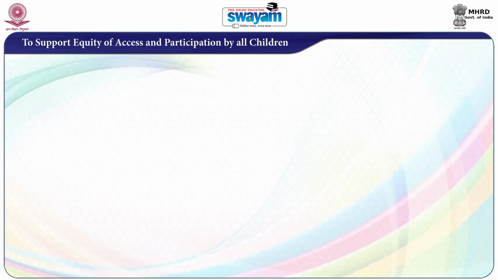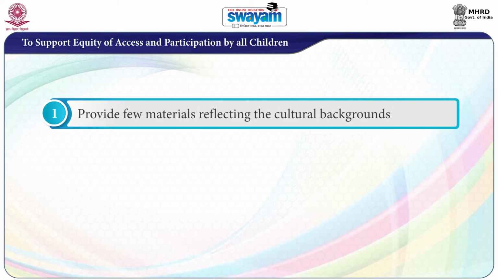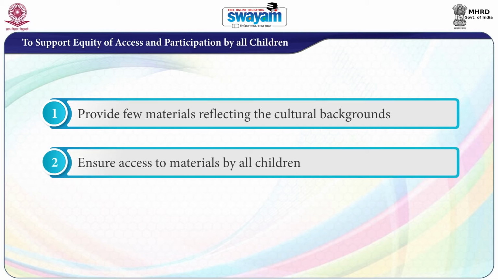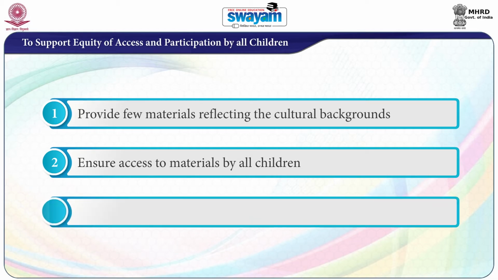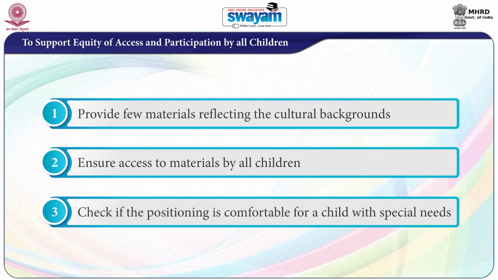And on to the fifth objective, to support equity of access and participation by all children. The educator should provide a range of experiences to ensure equal practices and participation by every child in the center. How to improve on it? Provide a few materials reflecting the cultural backgrounds of every child. Ensure access to materials by all children differing in their abilities and potentials, based on their interests and needs. Check if the positioning is comfortable for a child with special needs. For example, a child with physical disability should have enough space to move within the positioned environment.